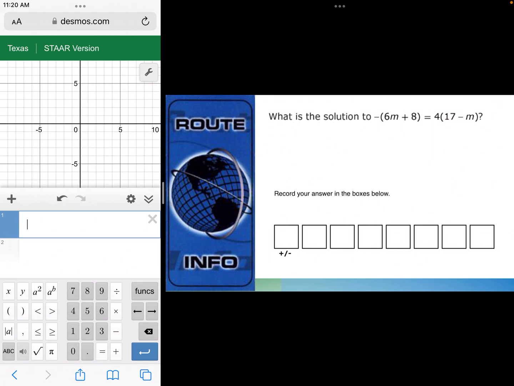All right, welcome to day 2 of our summit review, getting ready for our STAR test on May 3rd. Today we're focusing on solving linear equations and solving systems of linear equations.